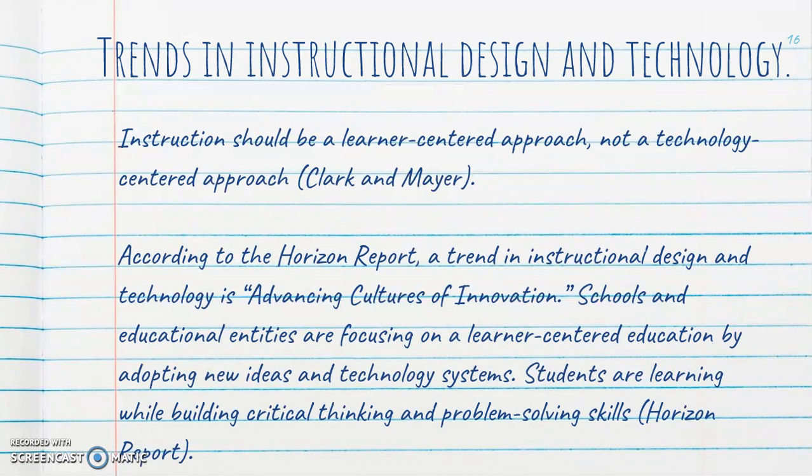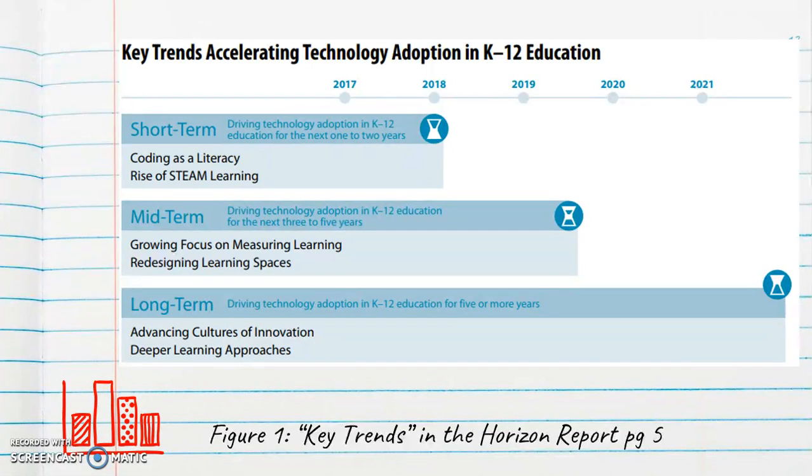As we take a look at some of the trends in instructional design and technology, Clark and Mayer point out that instruction should be a learner-centered approach, not a technology-centered approach. The 2017 Horizon report that studied emerging technologies in K-12 education advanced the idea of a learner-centered approach, stating that schools should be advancing cultures of innovation by adopting new ideas and technology systems. This chart, also from the Horizon report, shows a few more trends in instructional design and technology, including the short-term trends of coding as a literacy and the rise of STEAM learning, and mid-term trends of a growing focus on measuring learning and redesigning learning spaces.